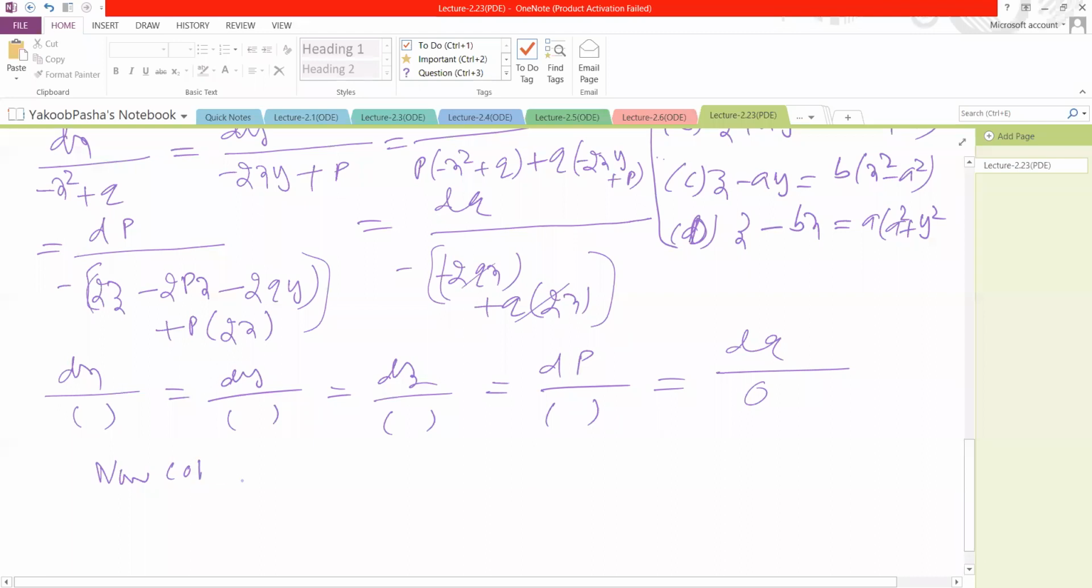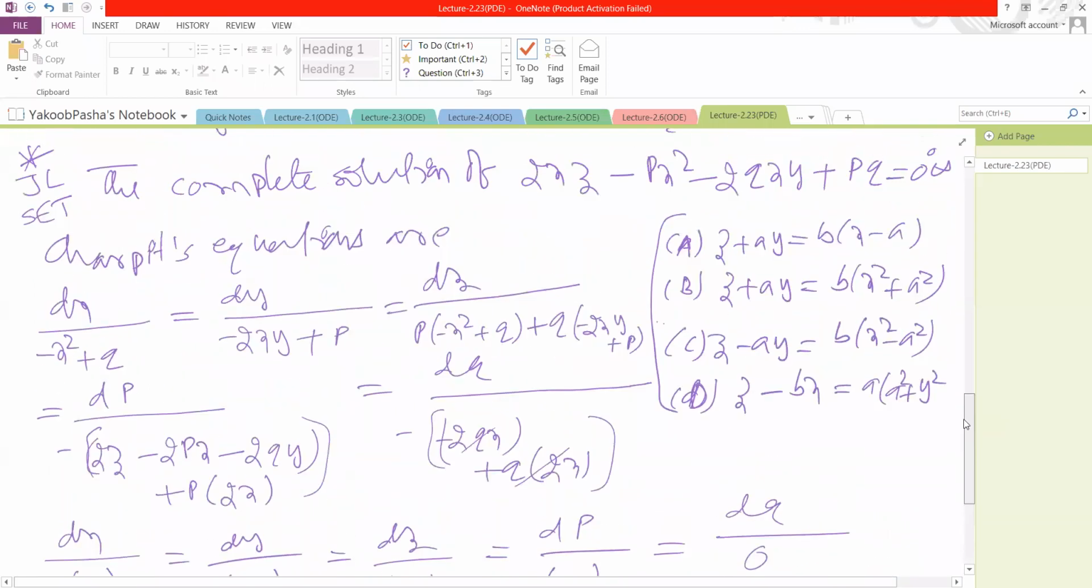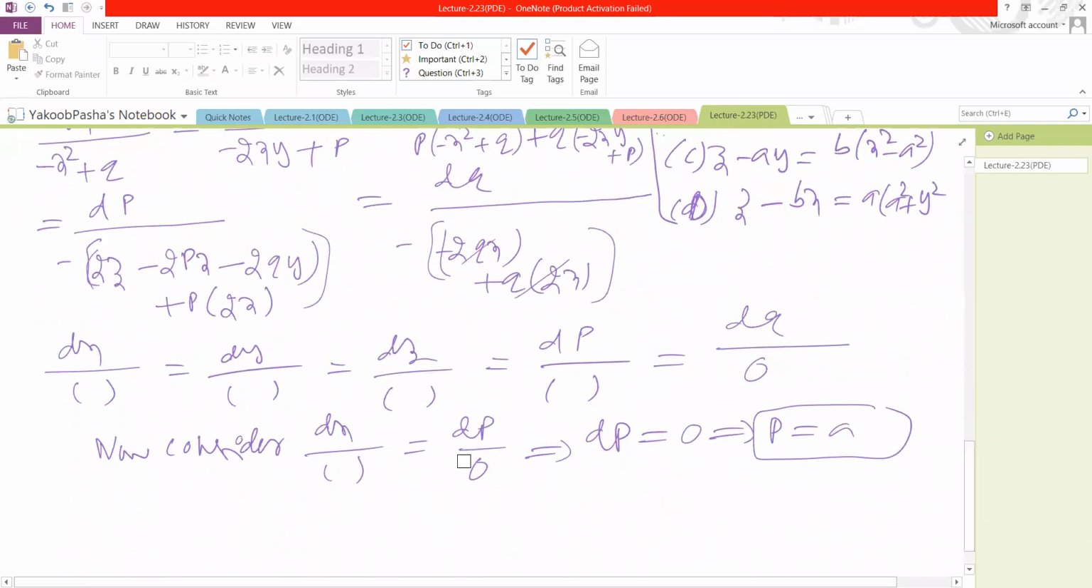Now consider dx by something, let it be any value, and dp by 0. From this we can write dp is equal to 0. dp is equal to 0 means p is equal to a. a is the arbitrary constant. Similarly dq, it is q.